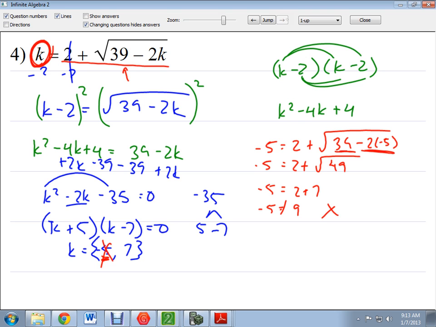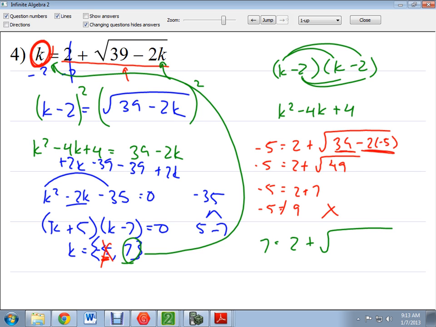I think we will find out that 7 will work out just fine, but you should always test just to make sure. We're going to plug it in for k on both the left and the right. So this is going to be 7 is equal to 2 plus the square root of 39 minus 2 times 7. And this is going to be 7 is equal to 2 plus the square root of, 2 times 7 is 14, 39 minus 14 is 25. And then therefore 7 is equal to 2 plus, and the square root of 25 is 5. 2 plus 5 is 7, so that works out just fine. My final answer, k is equal to 7.